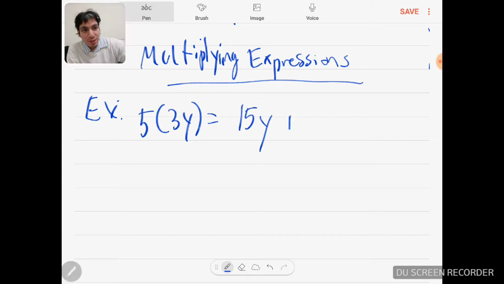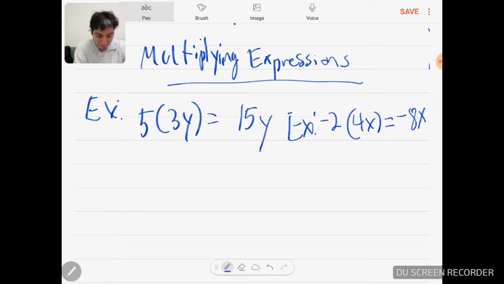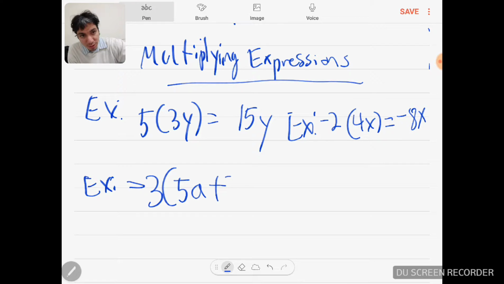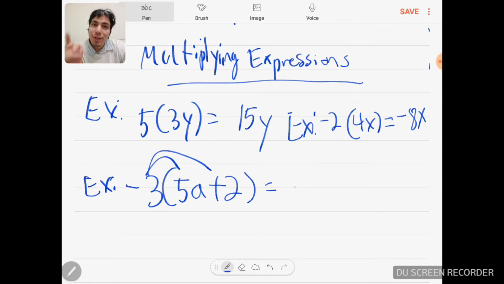Now, what happens if I gave you this example? What if I said you had negative 2 times 4x? I'd get negative 8x, okay? What about this one? What about negative 3 times 5a plus 2? Well, you're allowed to distribute the negative 3 into both these two terms. So negative 3 times 5a would be negative 15a, and then negative 3 times positive 2 would be negative 6, and that would be your answer.